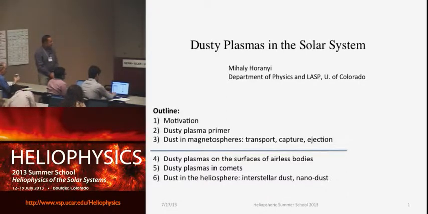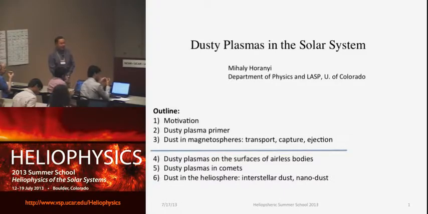And then in the second part, we move on to airless bodies like the moon or asteroids, comets. Of course, we are all very excited about the upcoming Rosetta mission. And since it's a heliospheric school, I would like to finish up with how dust moves around in the heliosphere coming from the outside, interstellar dust, and how can we identify that? And also nanodust from the sun thrown out or pushed away, traveling across large distances.